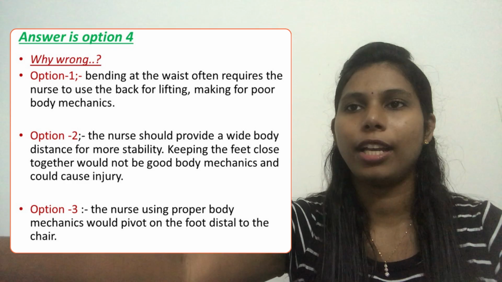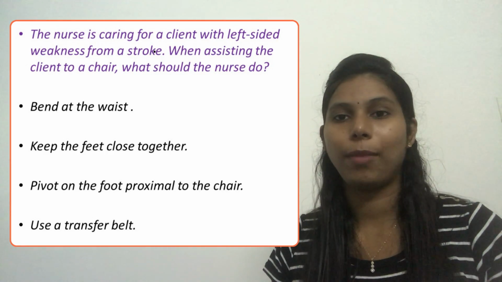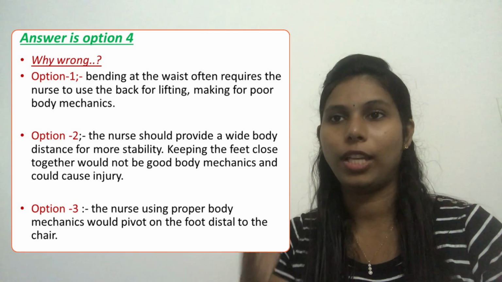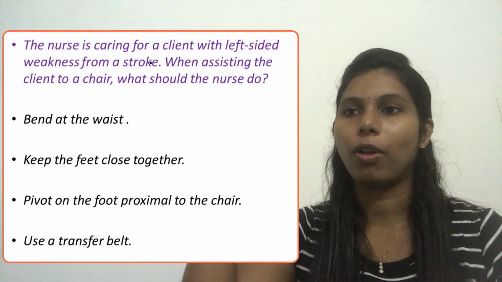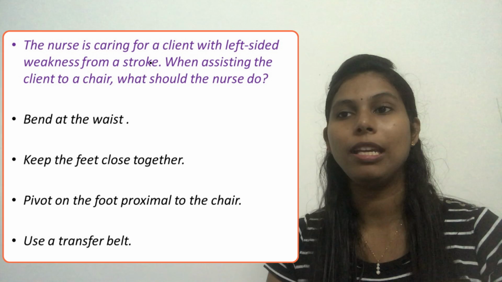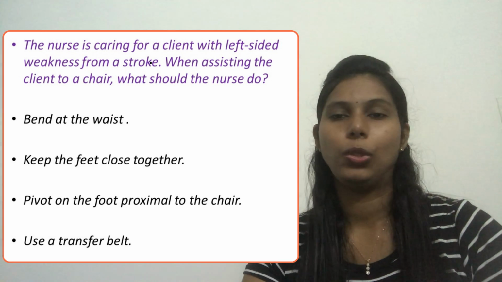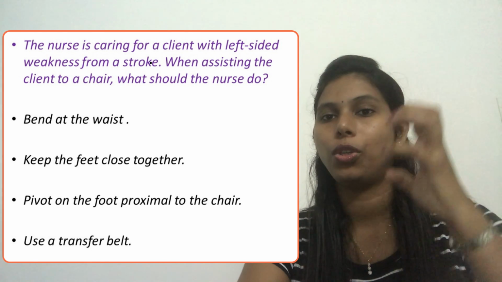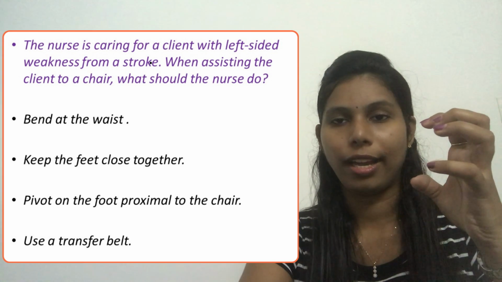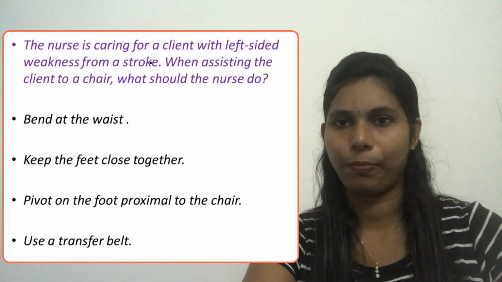Then the second option, they said keep the feet close together. How can we do that? It cannot be. The feet should be wide apart. So that's why it's wrong. Then the other one, pivot on the foot proximal to the chair. That is wrong. It should be distal to the chair. So that's why we choose option 4 as the correct one. That is the proper step that we should follow while transferring a client from bed to chair, especially those who have left side weakness due to stroke.